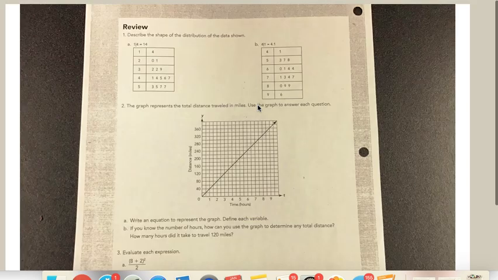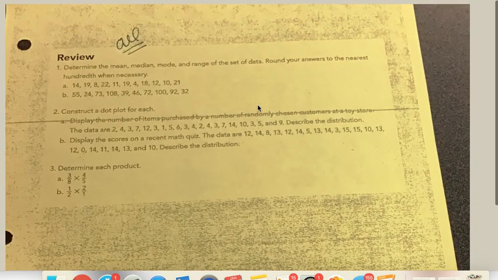Again, this is the wrong review. Let me get the right review on here. Here we go. And you have to do all the review. So in the review, they're asking you to do the mean, the median, the mode, and the range of both of the sets of numbers.